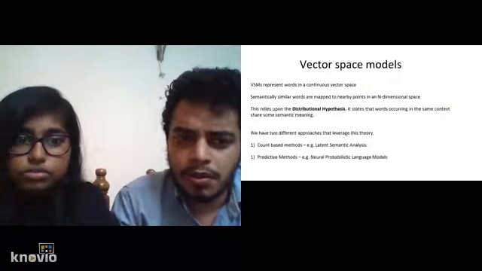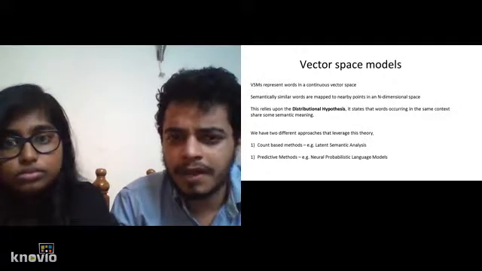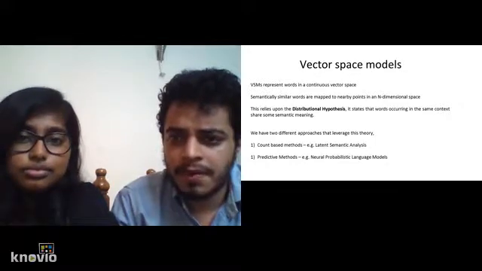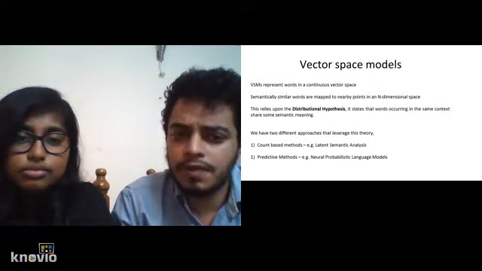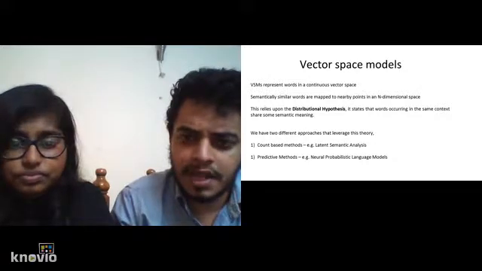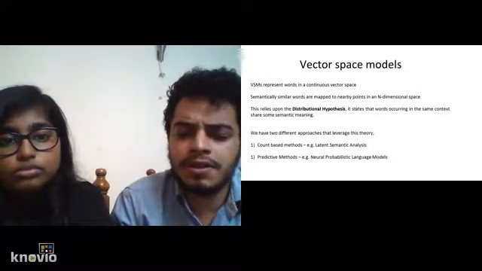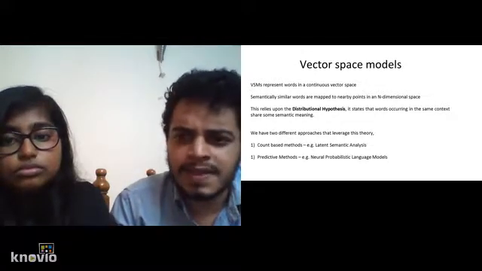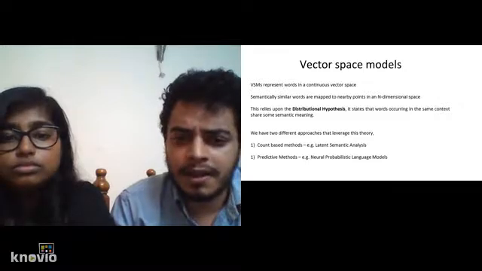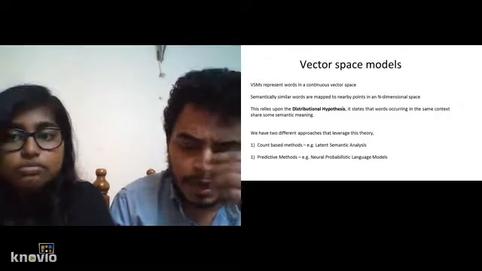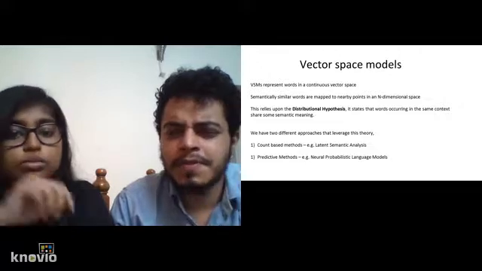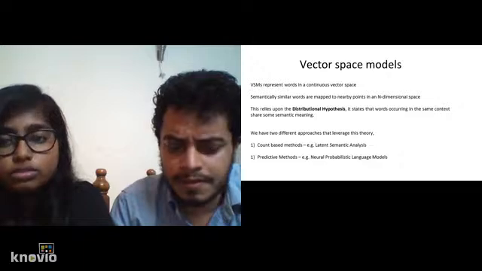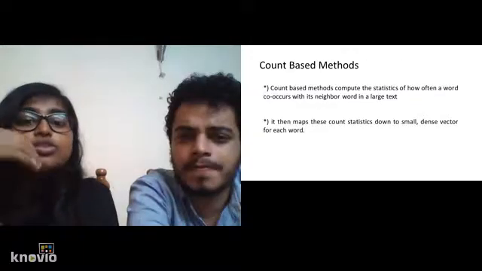So before we get into word embeddings, we'd like to talk about vector space models. So VSMs, or vector space models, represent a continuous vector space. It relies heavily on the distributional hypothesis, which states that two words which occur frequently together in the same context might have similar semantic meaning. There are different techniques to leverage vector space models, and how they work is they take an n-dimensional space and place similar words close to each other.